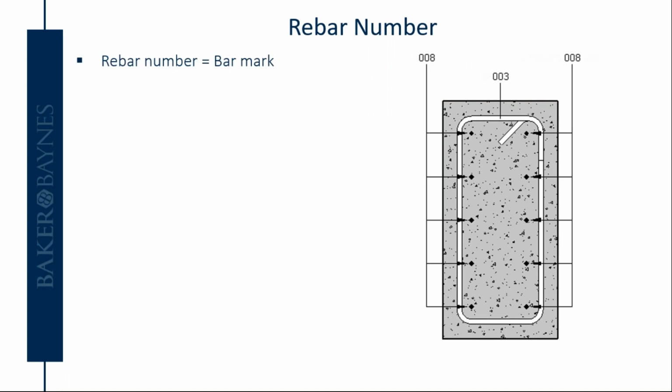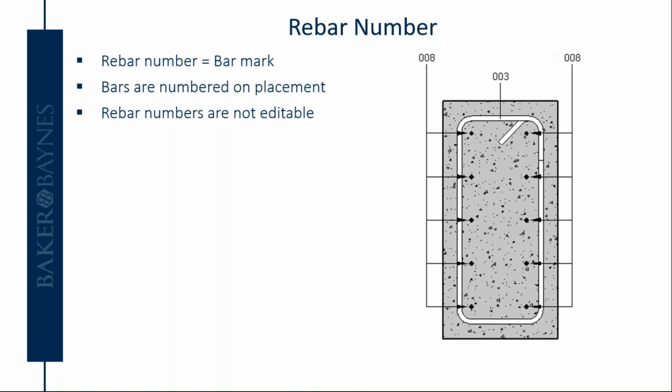Then talking about rebar numbers, it is the same as a bar mark as you would know it. So 008, 003, and 008 that you're seeing in that image over there, that's your bar mark, but in Revit it's called the rebar number. And bars are numbered automatically as you place them in Revit. So the numbers are incremental, it's not editable.